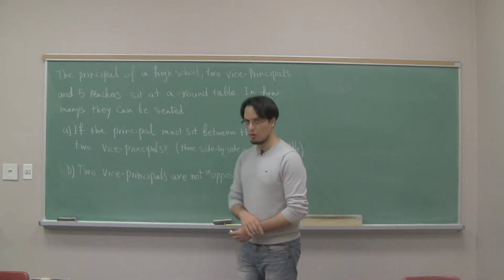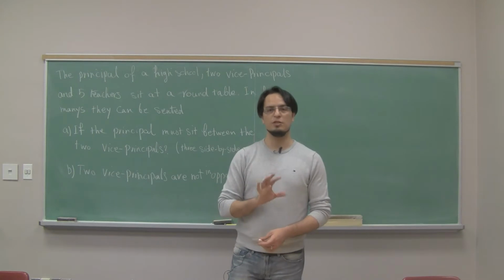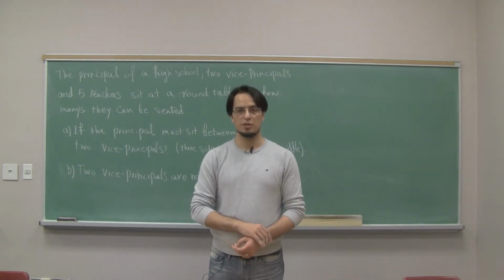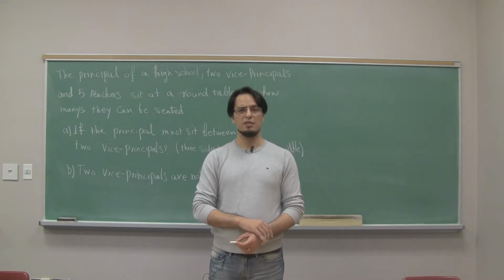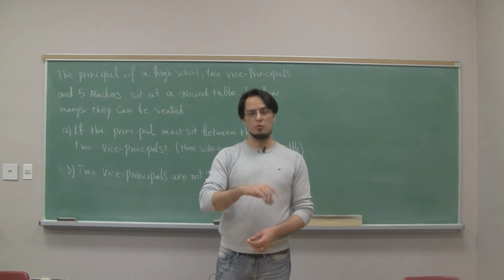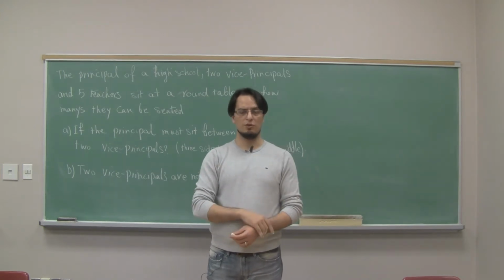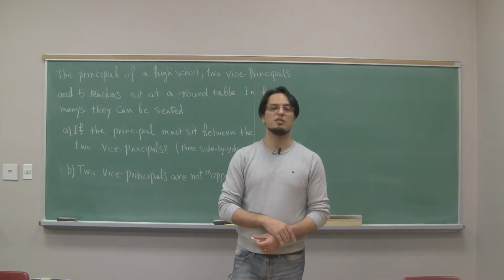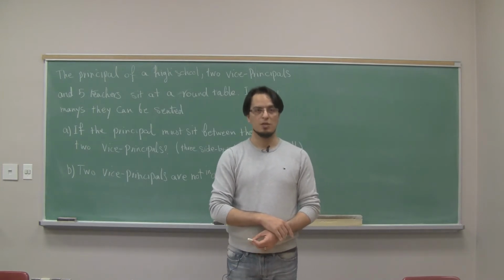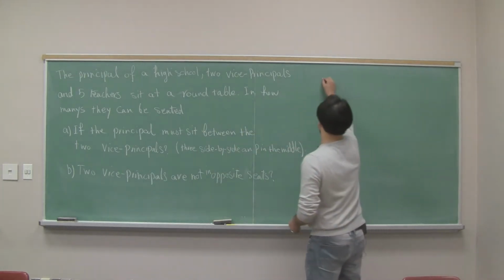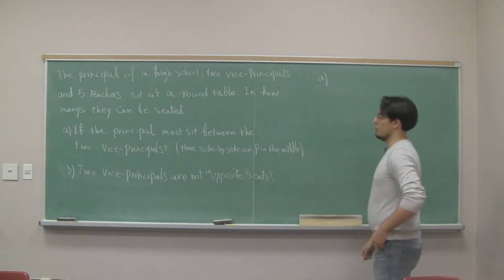seats. Okay, so to start with, what you need to know is that the number of circular permutations, meaning that you have n different objects and you want to put them in a circular way, is equal to n minus 1 factorial. So we will use that fact in this question. So let's go do part A.